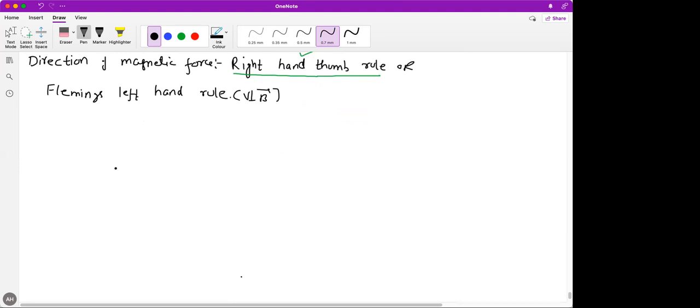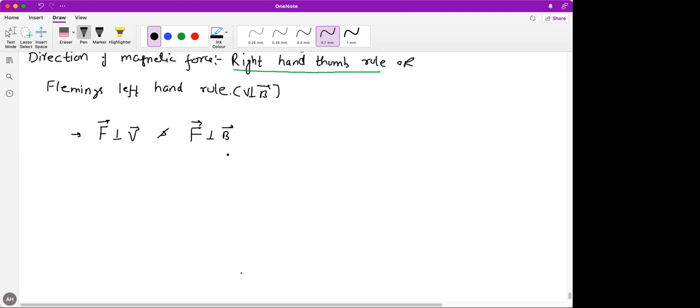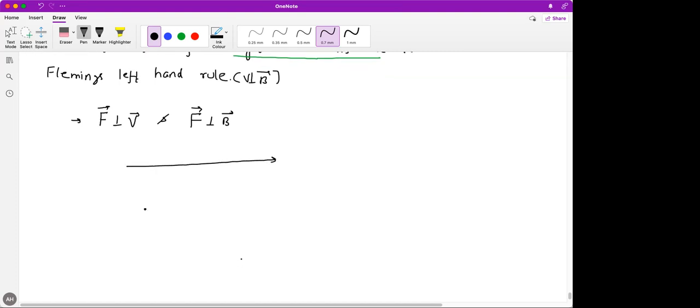So see what this right hand thumb rule says. First of all, this magnetic force is perpendicular to velocity. And this force is also perpendicular to magnetic field. It's perpendicular to velocity as well as magnetic field. For the right hand thumb rule, this is the direction of magnetic field. This is the direction of velocity.